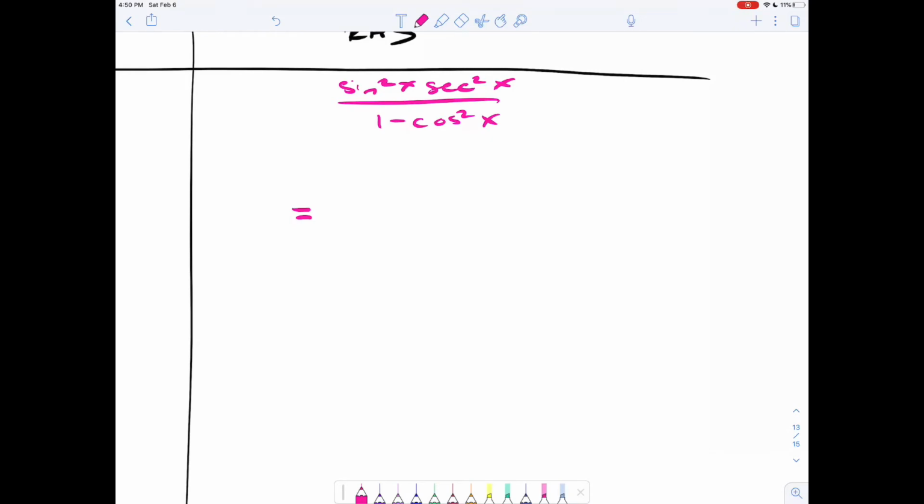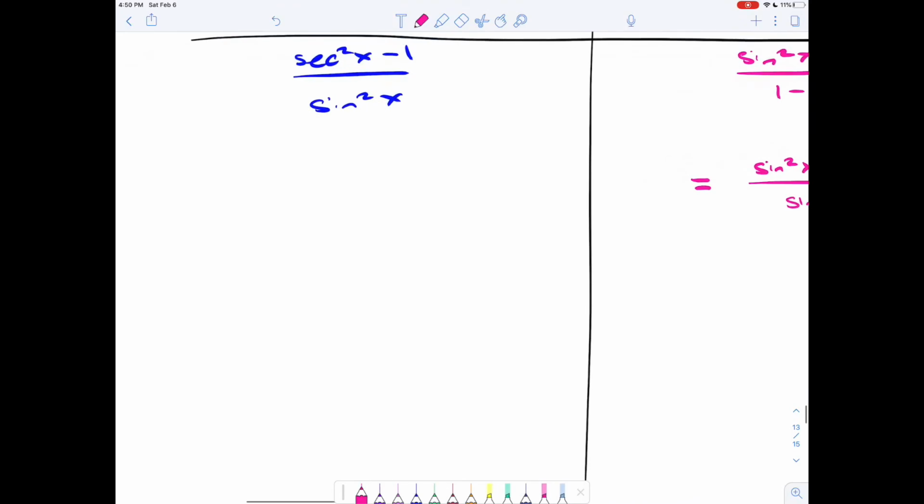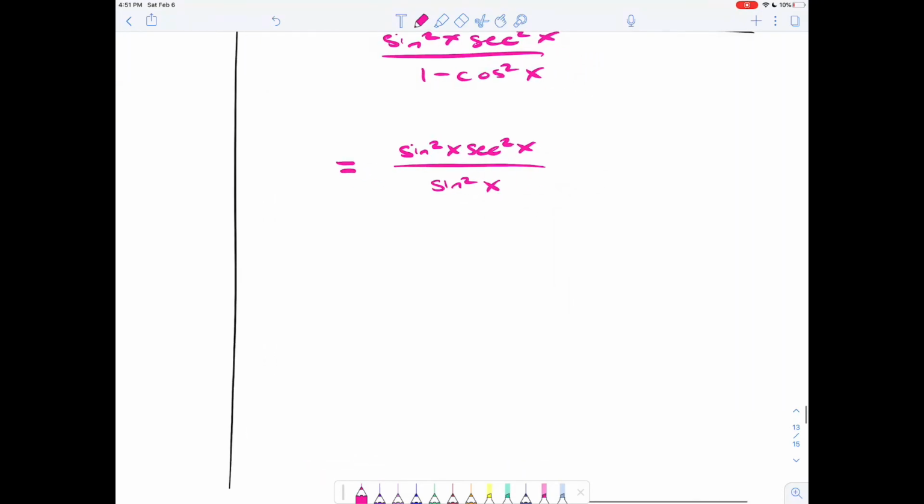I'm looking at this 1 minus cos squared x, and I just want to change that. So I just changed it into sine squared x. And I kind of wanted to do that because I saw sine squared x on the bottom here, and I figured, well, that's kind of a good target to have. Of course, now I'm also seeing that I can cancel those two out, and I just have sec squared x. So that's pretty nice and simple on that side.